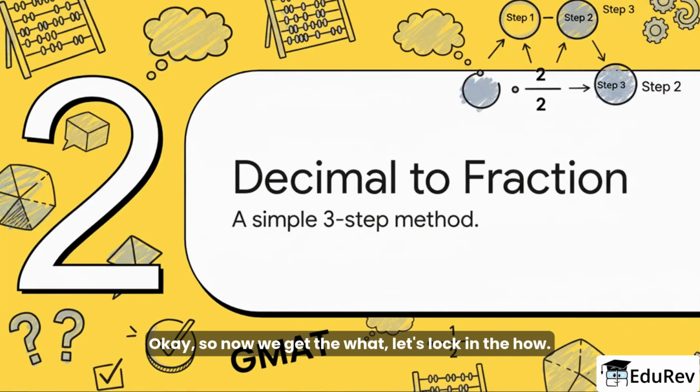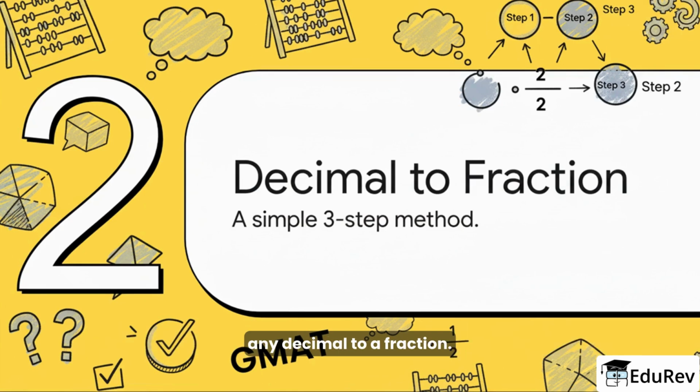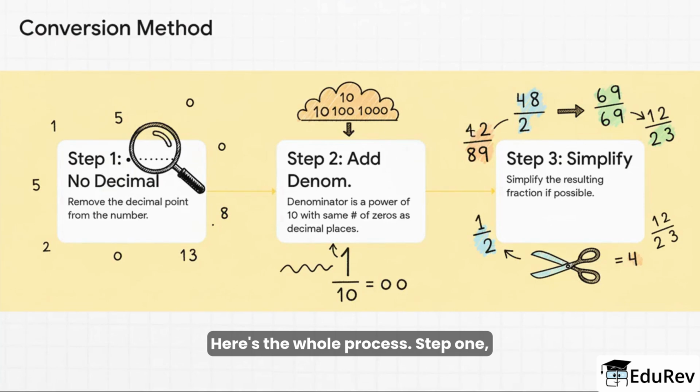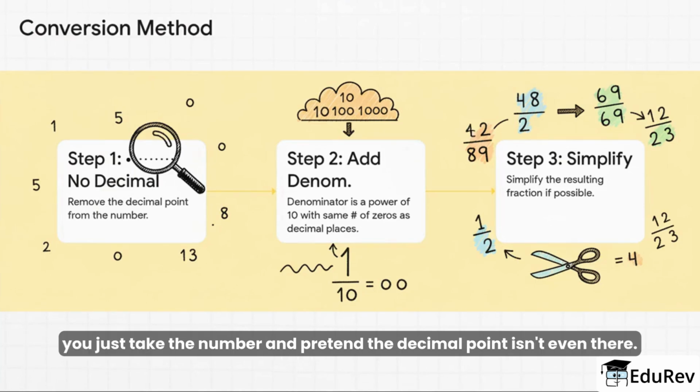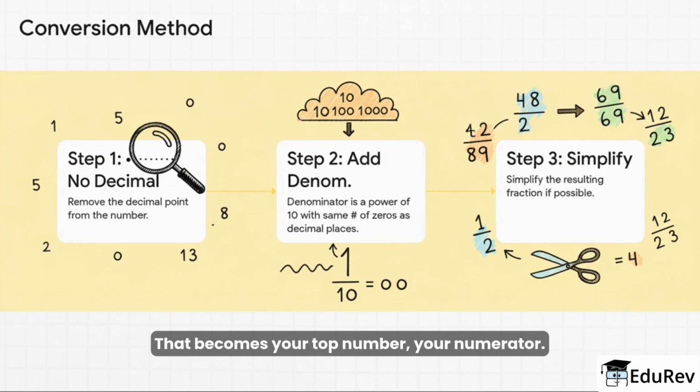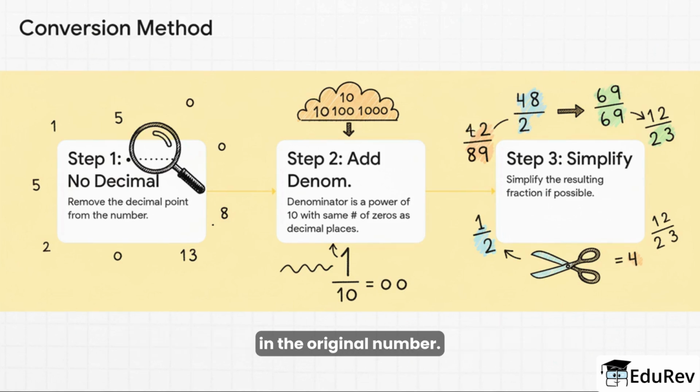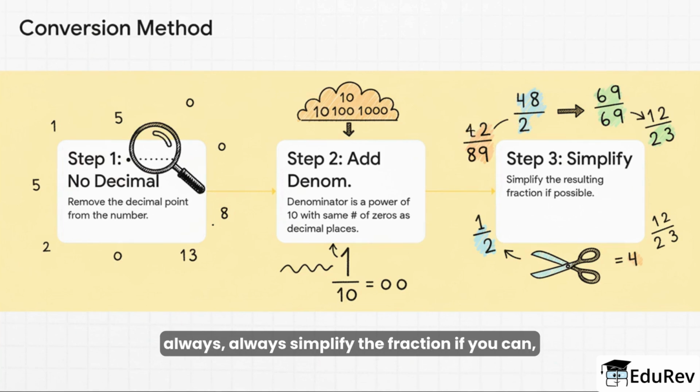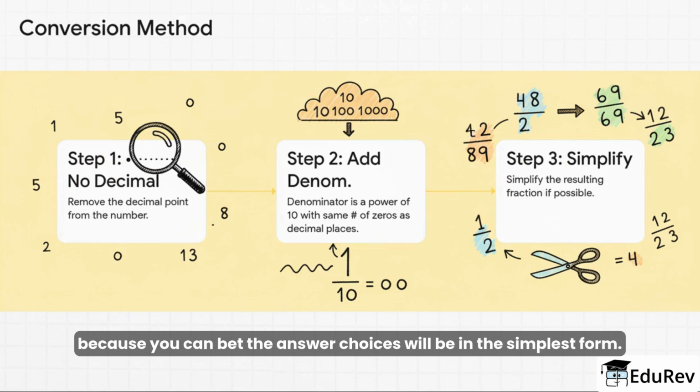Okay, so now we get the what, let's lock in the how. I'm going to give you a super simple 3-step method to convert any decimal to a fraction. This is a must-have skill for the GMAT. Here's the whole process. Step 1, you just take the number and pretend the decimal point isn't even there. That becomes your top number, your numerator. Step 2, for the bottom number, you write a 1 and then you add a 0 for every single decimal place in the original number. And finally, and this is a big GMAT tip, always simplify the fraction if you can, because you can bet the answer choices will be in the simplest form.